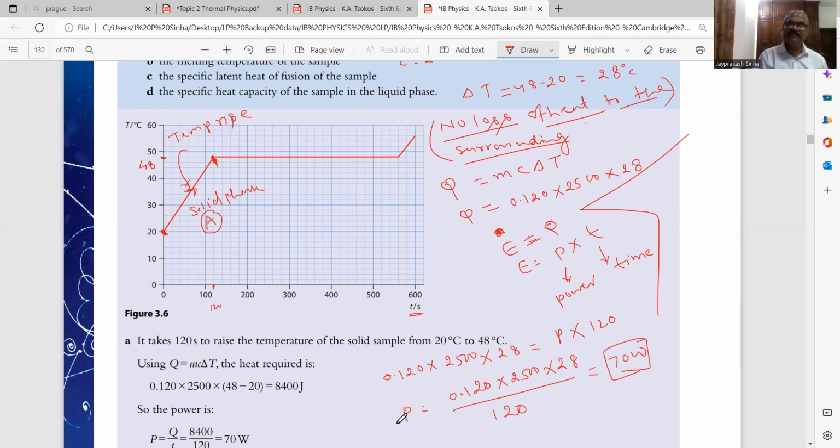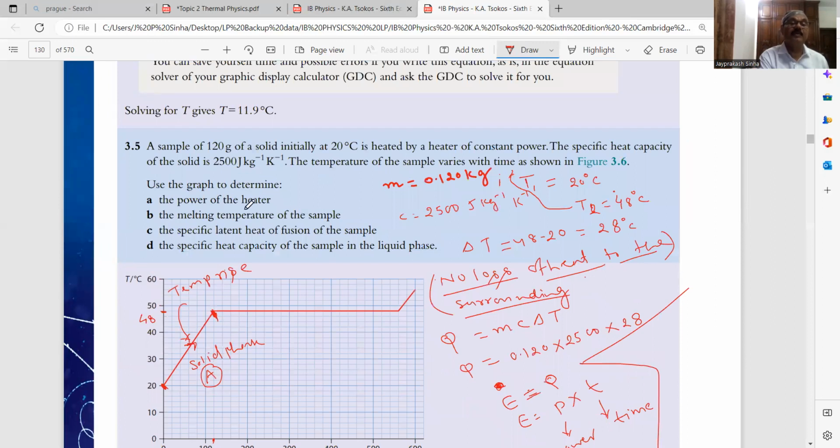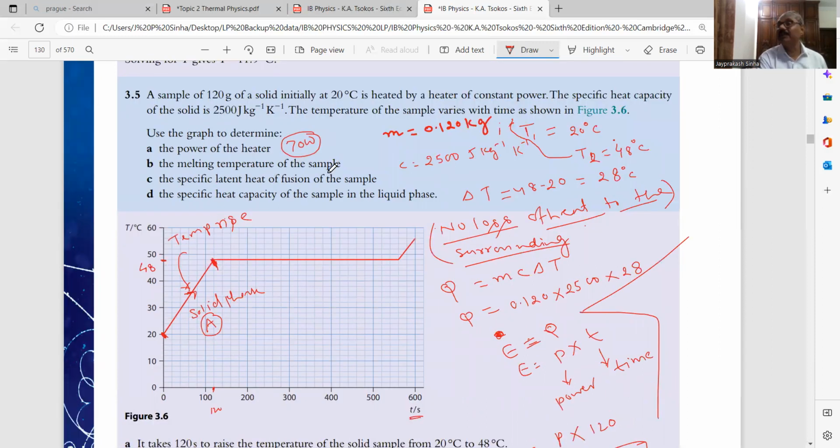So what is the power? Power is 70 watts. So we have solved the first part. We have found the power of the heater: 70 watt. This is the answer for your first part. Now we'll come to the second part, the melting point of the sample. Melting means phase change. Here the phase is changing from solid to liquid. This phase change, or change of state, occurs at constant temperature. It is occurring at 48 degrees Celsius. So the melting temperature of the sample is 48 degrees Celsius.